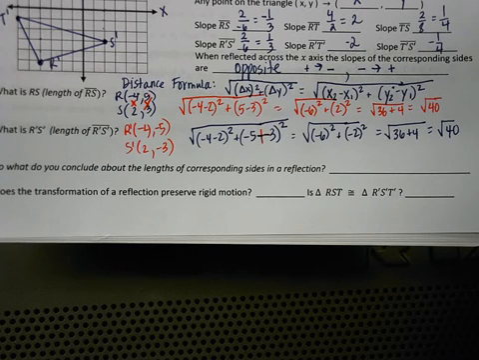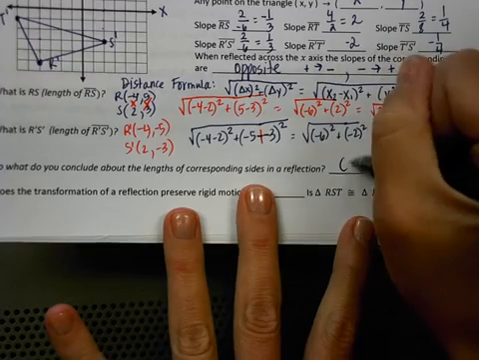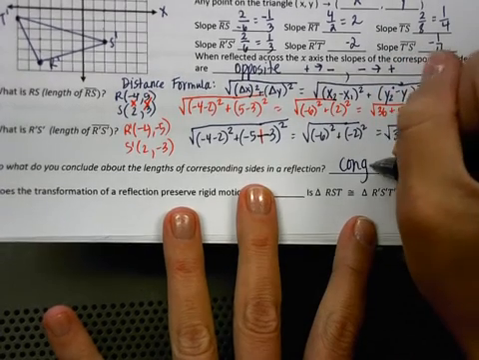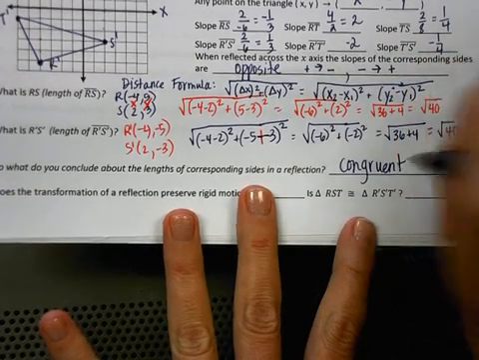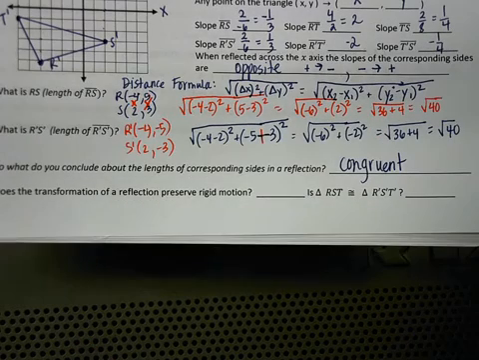All right, so what do you conclude about this? The lengths of corresponding sides will be parallel, or we're going to actually say congruent. And congruent means equal or the same. And that's the reason why I'm writing congruent right now is because we're talking about a specific distance, okay, a number. And so we're saying that they're congruent or the same.